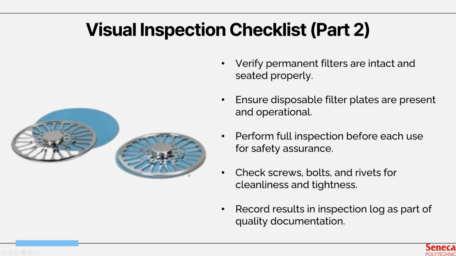And with that said, you have to check every screw, bolt, and rivet to ensure they're clean, tight, and corrosion free. Once inspection is complete, you have to document the results in the inspection log for traceability. So this documentation is actually required for quality assurance and must be retained for audit purposes in the future.